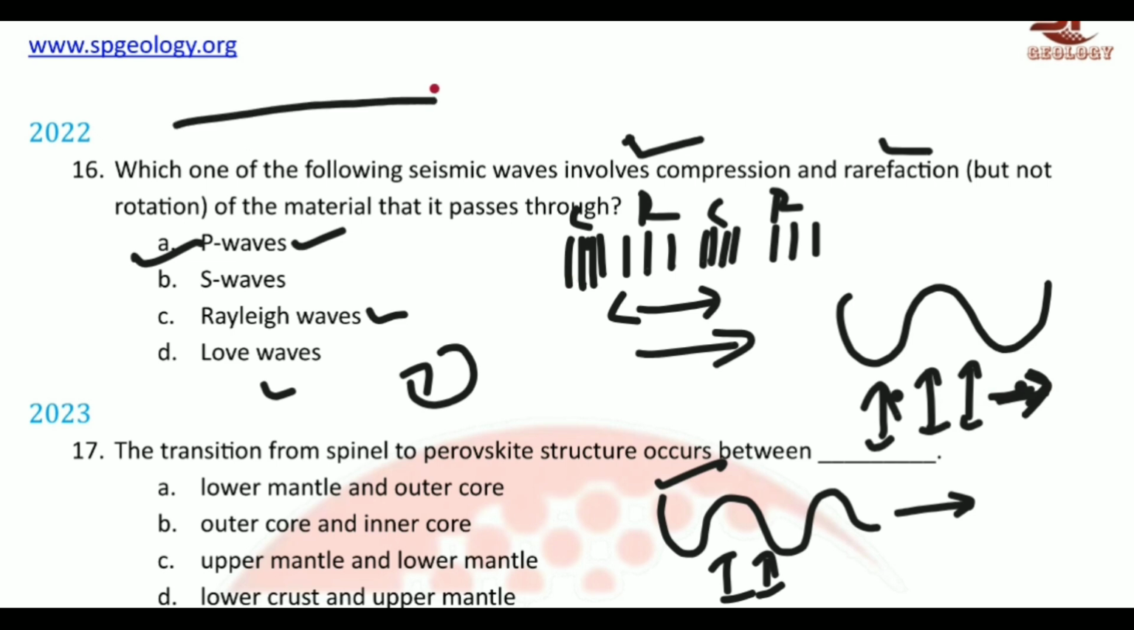Suppose, see, this is your horizontal surface. S wave will vibrate perpendicular like this, but L wave will vibrate parallel to the ground. Both will propagate perpendicular to the direction of vibration.